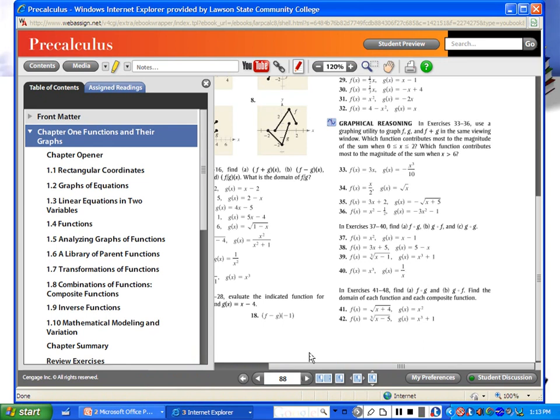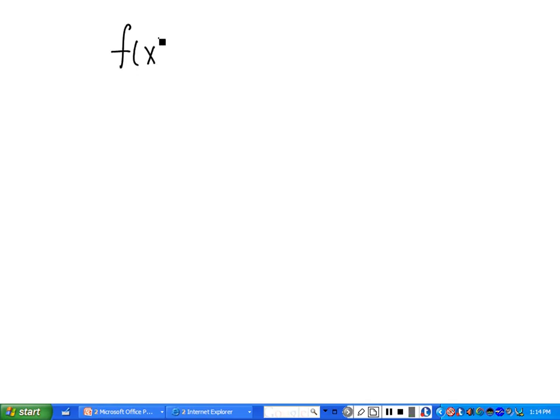So if we go to the text, you will see that on this page, number 37, we have f of x equals x squared, g of x equals x minus 1. And they want us to find f of g of x, g of f of x, and g of g of x. Again, f of x equals x squared, and g of x equals x minus 1.